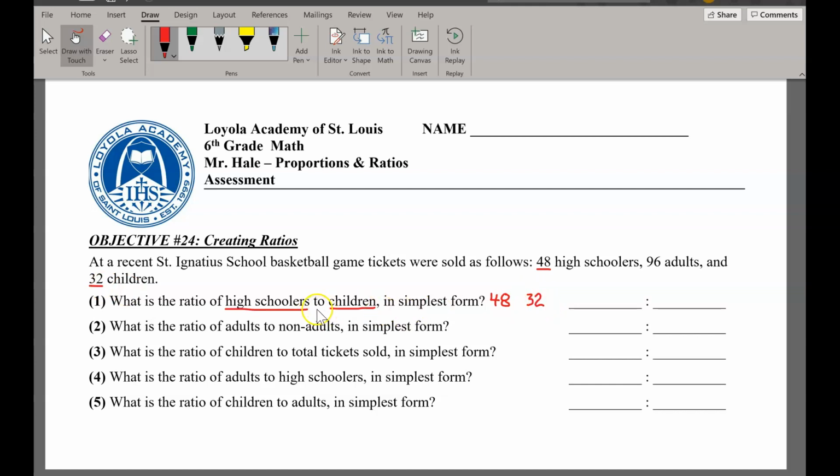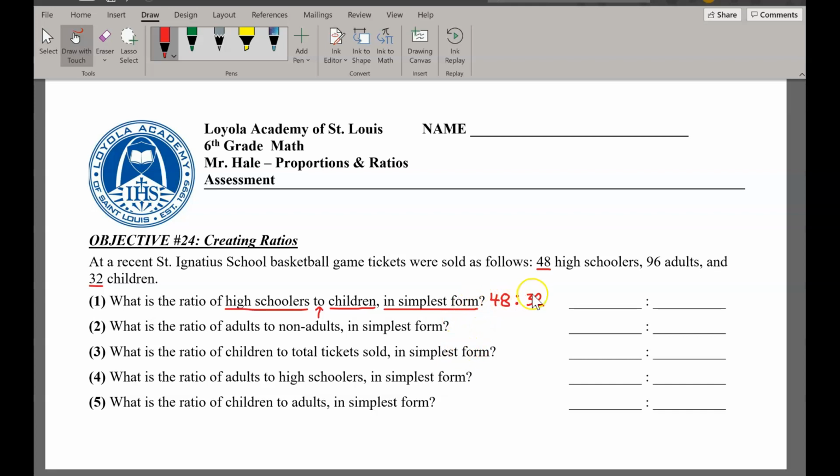And then this is what makes a ratio a ratio. We are comparing high schoolers to children, and the word "to" in between them in math is represented by a colon, 2 dots on top of each other. On your keyboard, that's going to be over by the enter button just to the right of the L. Now, 48 to 32 is the correct ratio of high schoolers to children. And if you put that down on your work, I would give you half credit for the answer. But there's an important clause here. I want it in simplest form.